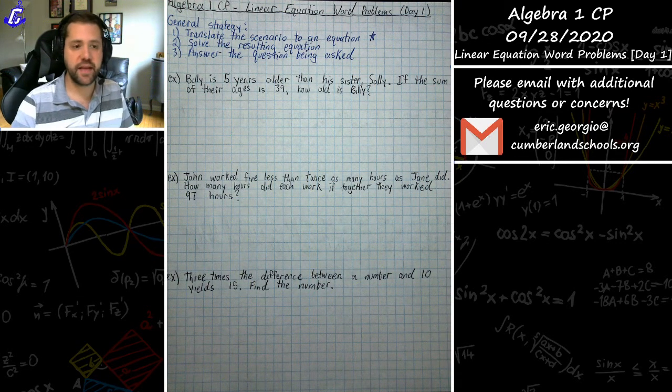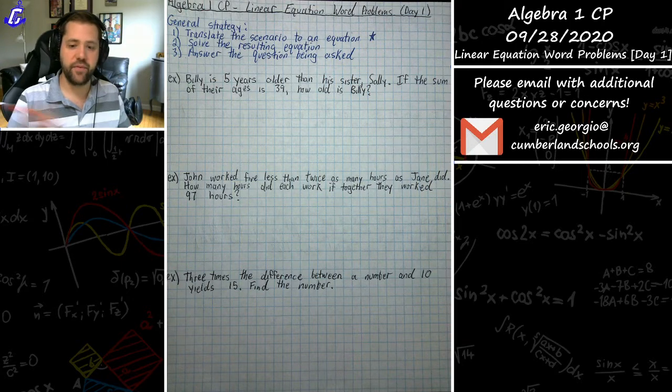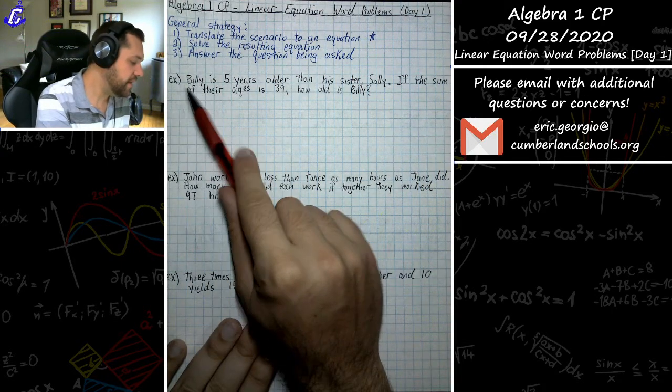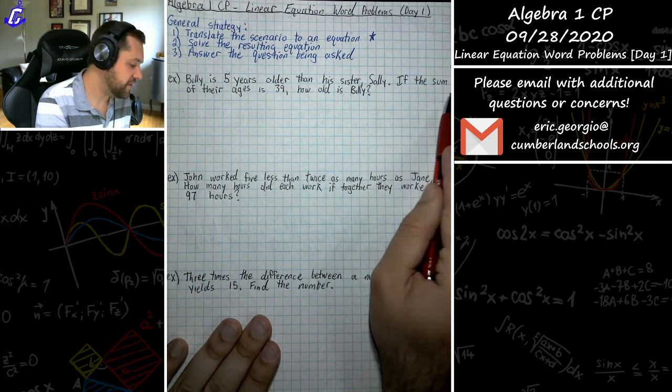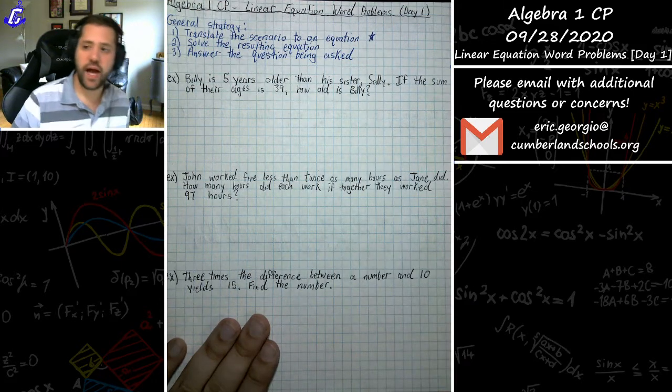Let's take a look at these examples here. Again, I'll try to highlight some keywords and where I'm translating certain things. I have 3 on the front, I have 3 on the back, and then we'll be good to go for the day. All right, so starting here, it says, Billy is 5 years older than his sister Sally. If the sum of their ages is 39, how old is Billy?